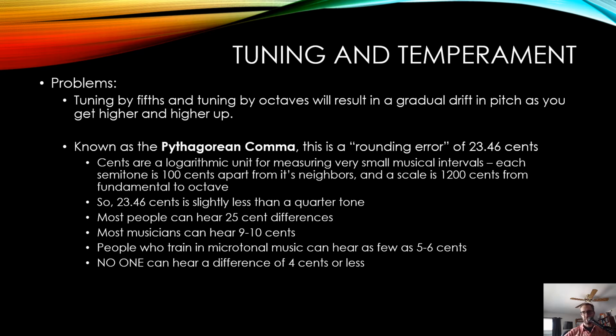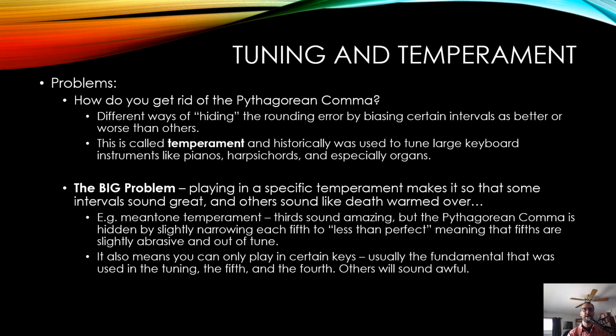So you have a little slight error around 4 cents. Those start getting bigger and bigger and bigger, but also you will notice that the math does not work. So how do you get rid of the Pythagorean comma? Well, you can hide it. You can bias certain intervals to sound better or worse than others. This is temperament. And historically, it was used to tune large keyboards like pianos, harpsichords, and organs.